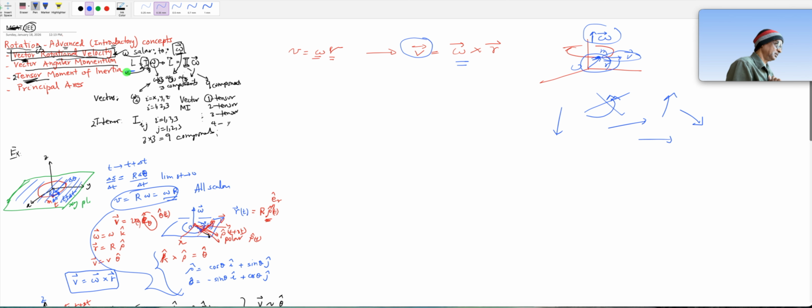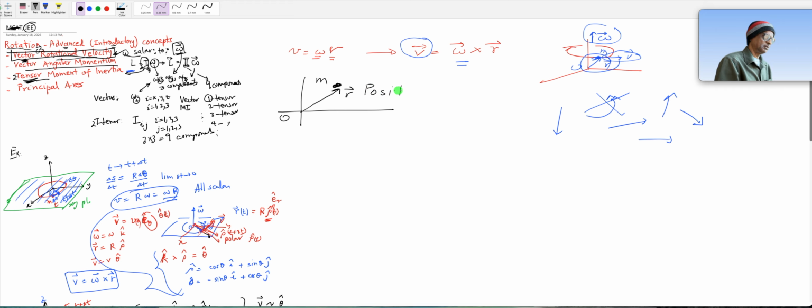So today we're going to do angular momentum. Let's do what is angular momentum. If I have a point mass m, and I have some origin, let's call it R, just like over there. And so this is a position vector. Let me write down position vector.